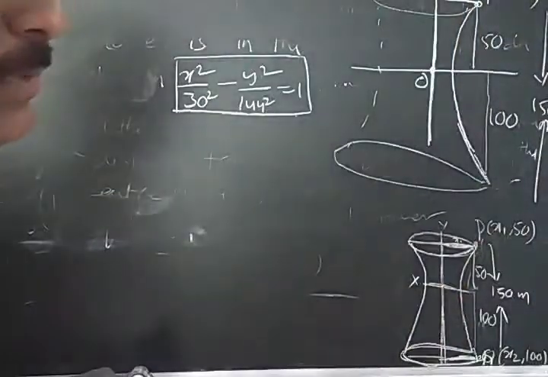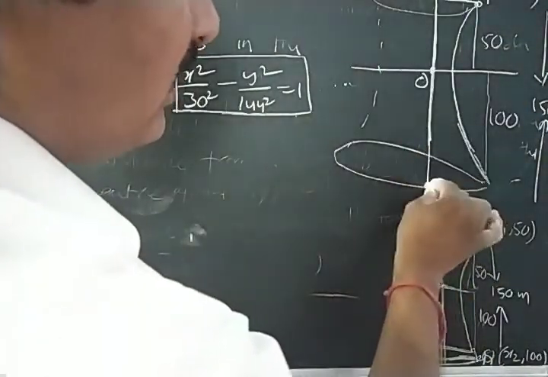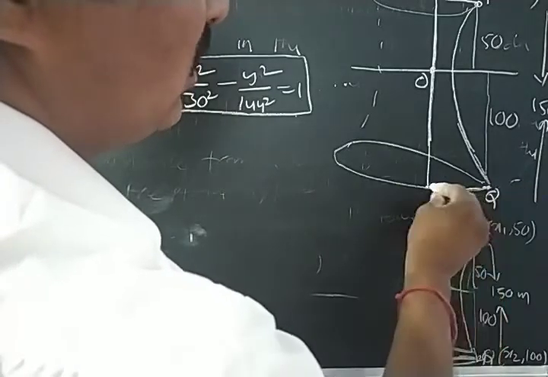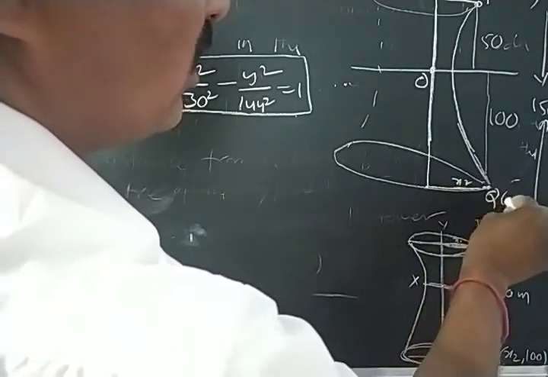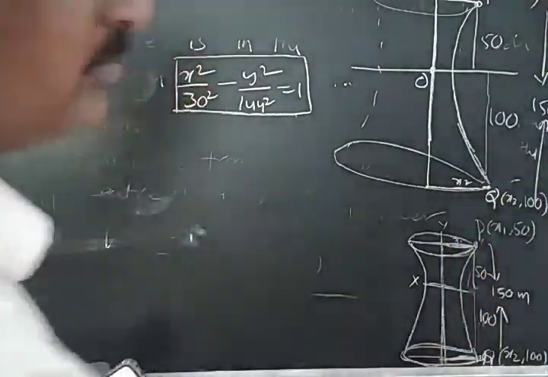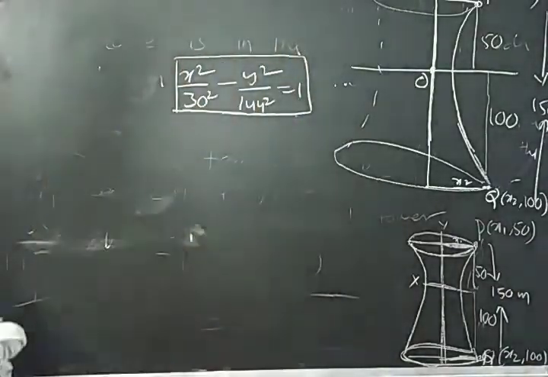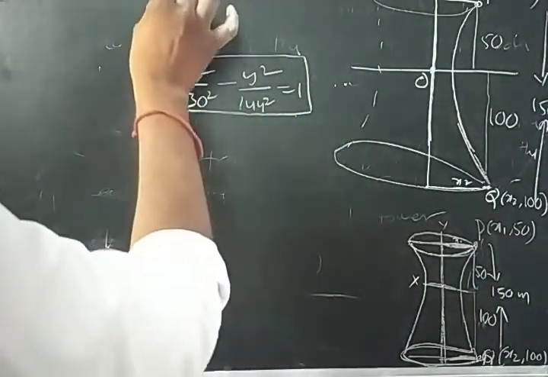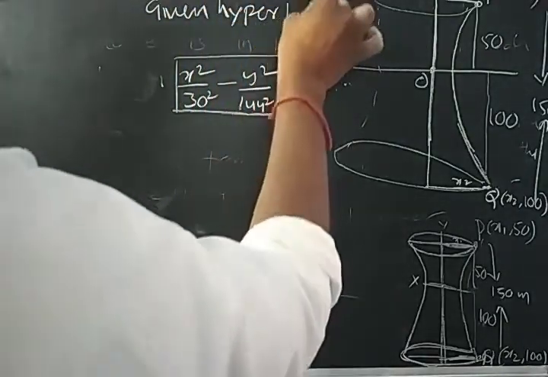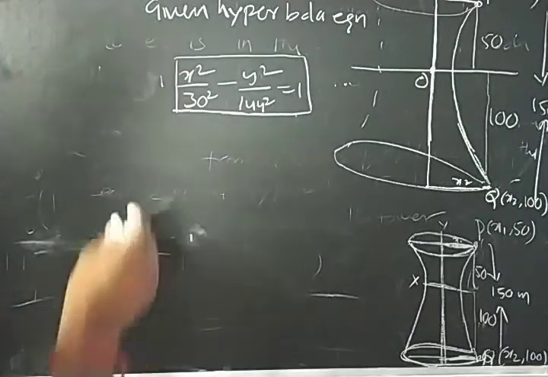I am taking that point P at the top of the tower, and at the bottom of the tower I am taking another point Q. If this distance is x2, then the coordinates are x2 comma, what is the y coordinate? 100. Right? Now given the hyperbola equation.